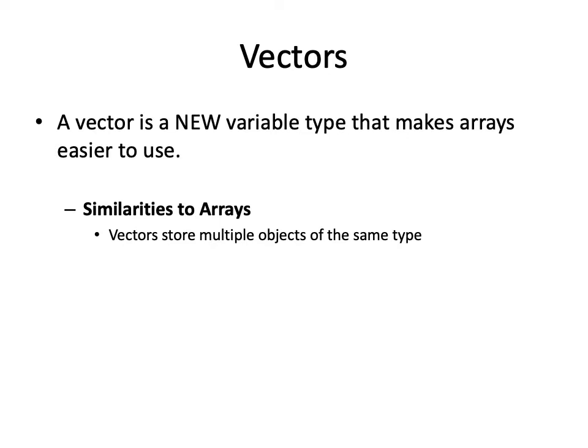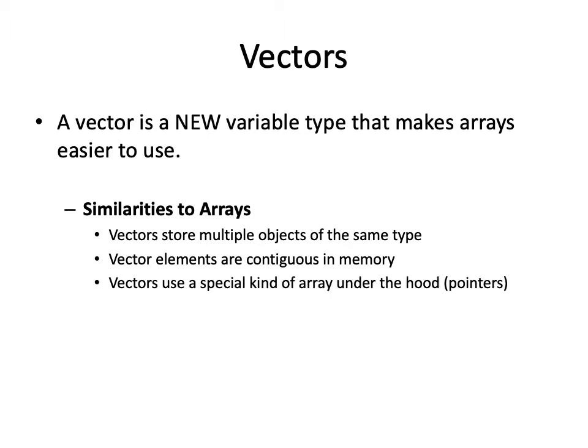Vectors can store multiple objects of the same type, just like arrays. Vectors' elements are also contiguous in memory. They're all next to each other. Vectors use a special kind of array under the hood. Vectors are using dynamically allocated arrays, which can be resized. That's a bit fancier. It involves a bit of extra work, but whoever wrote the code for vectors figured that out. We don't need to.